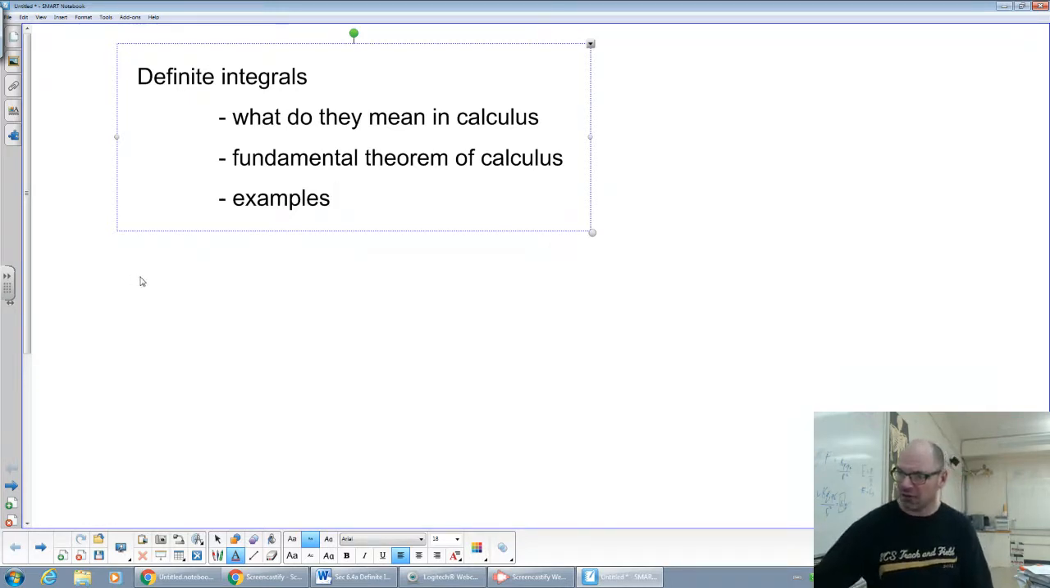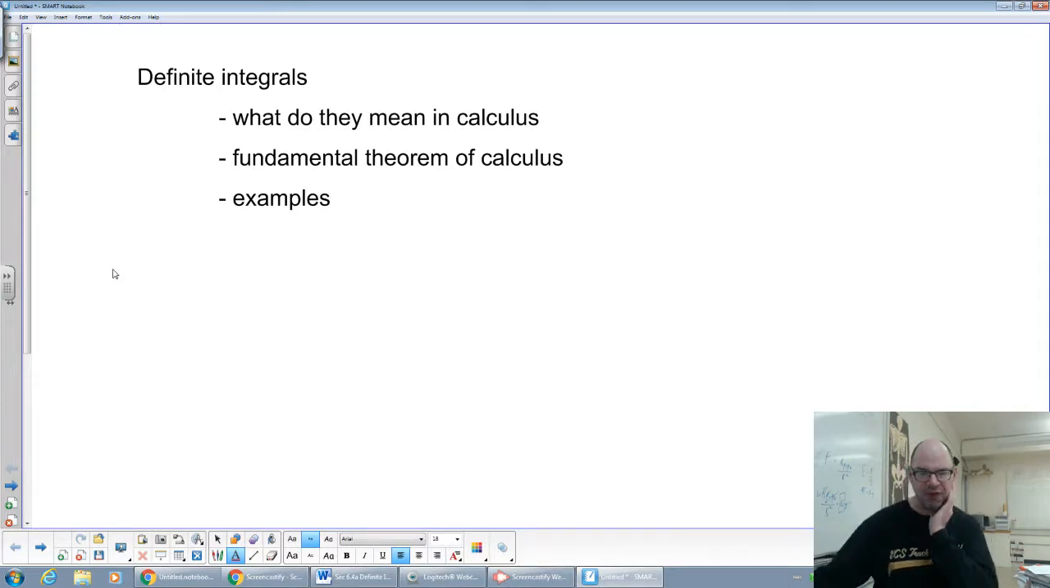So the result of using a definite integral gives us the area under any curve. So what a definite integral is, first of all, is what we'll put up first. So let's put our title.